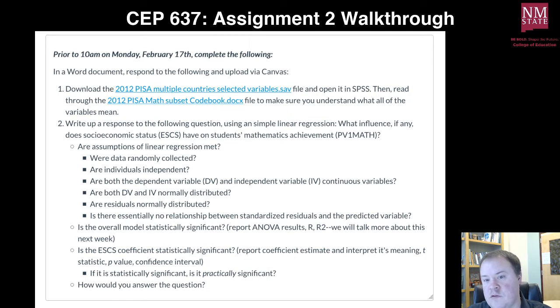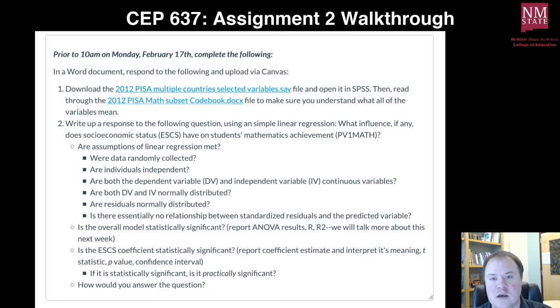So assumptions for regression, we need to check if things are normally distributed, including residuals. And we need to examine the relationship between residuals and the predicted variable. Then we can look at the results of that. And the first three questions of the assumptions there, about whether data were randomly collected, whether individuals are independent, whether things are continuous variables, those are all answerable without statistical examinations of any kind.